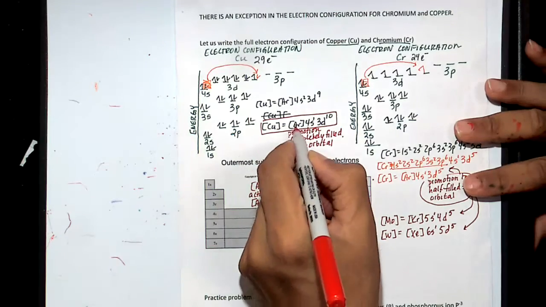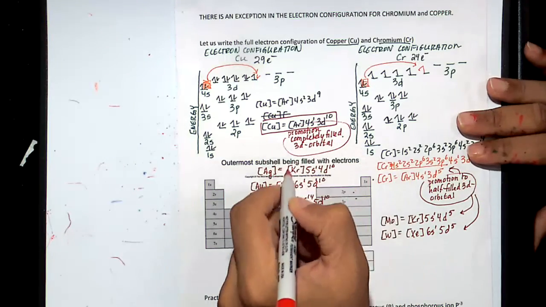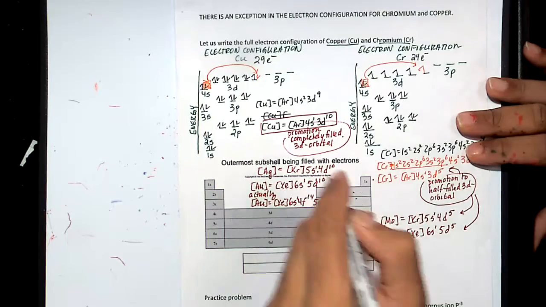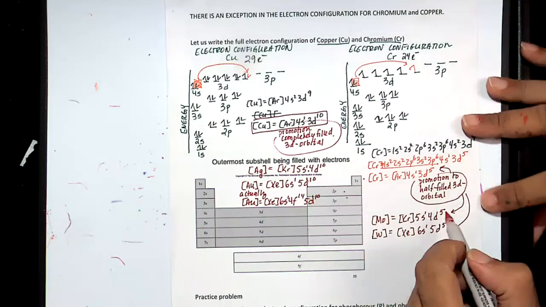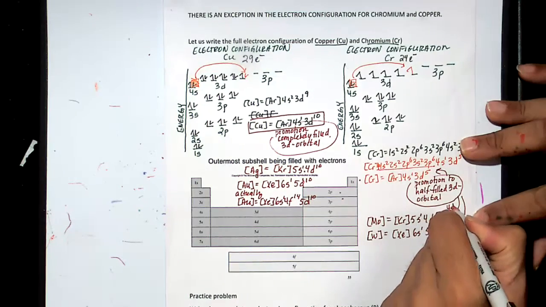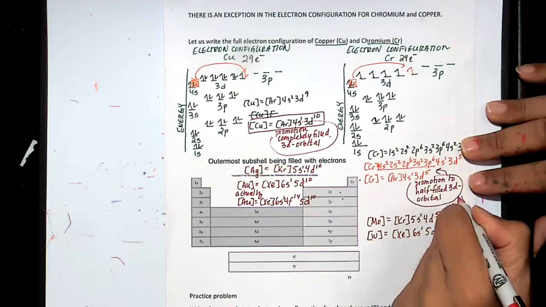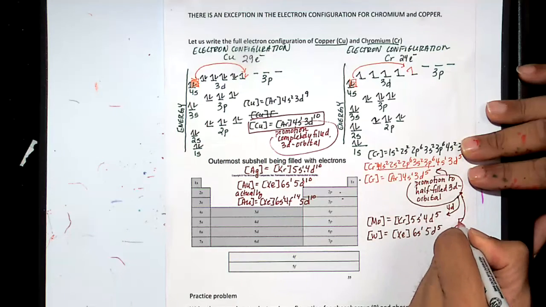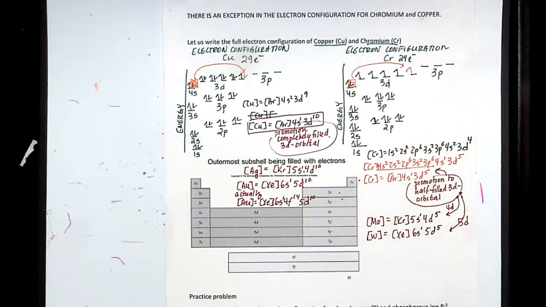But again, promotion to a completely filled 3d orbital, 4d orbital, and 5d orbital. Here, promotion to a half-filled 3d orbital, a half-filled 4d orbital, and here a promotion to a half-filled 5d orbital. So a little bit of the anomalies, a little bit of exceptions. Copper and chromium and everything below it.